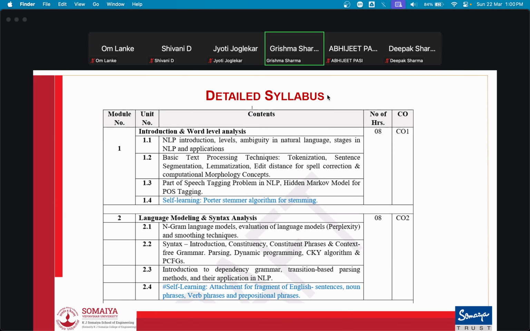After that, we have various dependency grammars. In a language, we have various rules, such as whether a noun depends on a verb, or on an adjective. What dependency relationships exist to identify the meaning or context of the entire sentence? So we have dependency grammar, transition-based parsing methods, and their various applications in NLP, which we are going to study in module number 2.3.